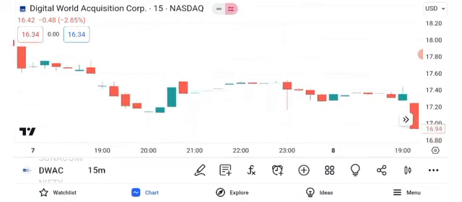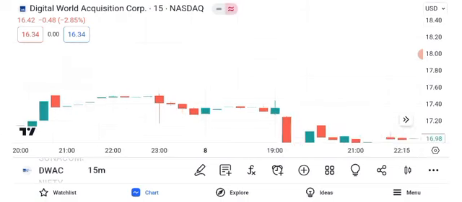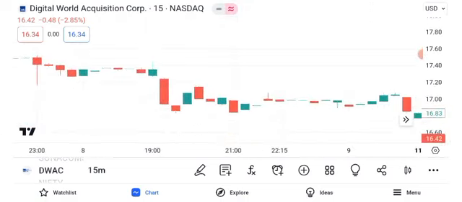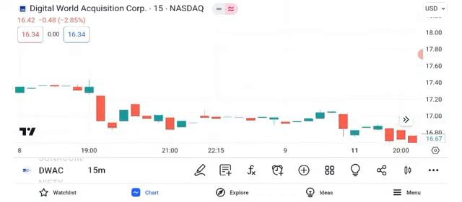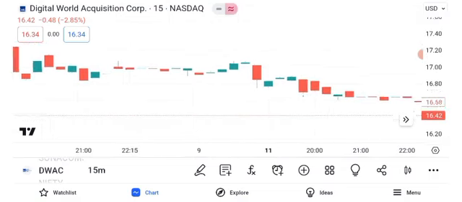Before diving into the stock analysis, let's quickly recap what DWAC is all about. Digital World Acquisition Corporation is a special-purpose acquisition company, SPAC, that has garnered immense attention recently due to its merger with a prominent digital platform.